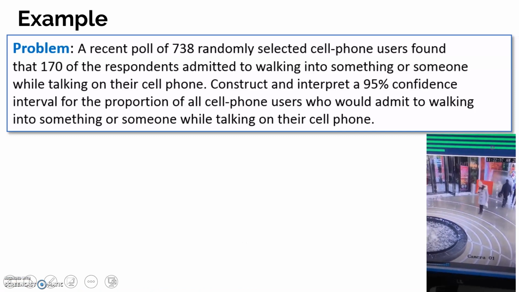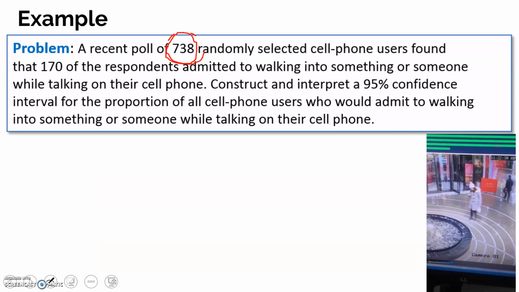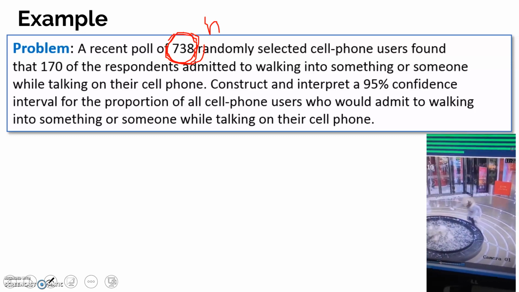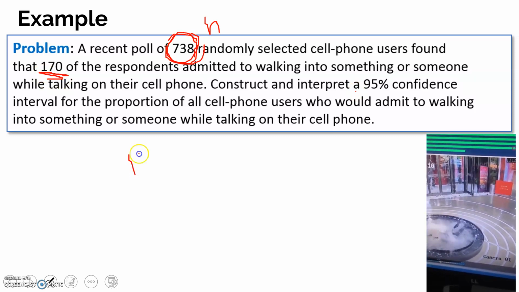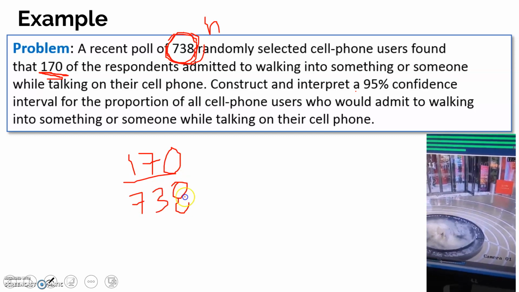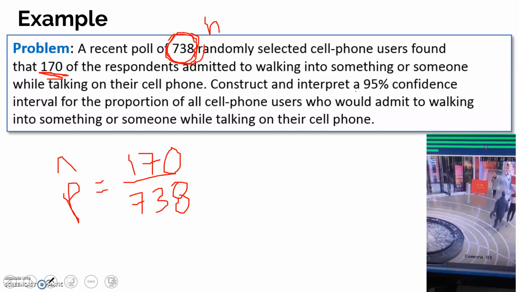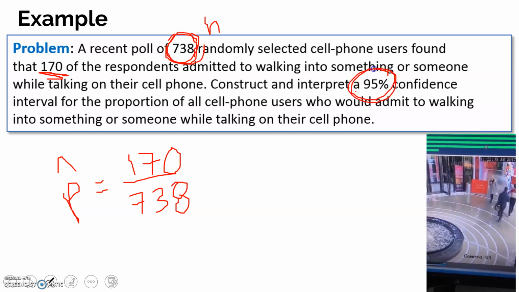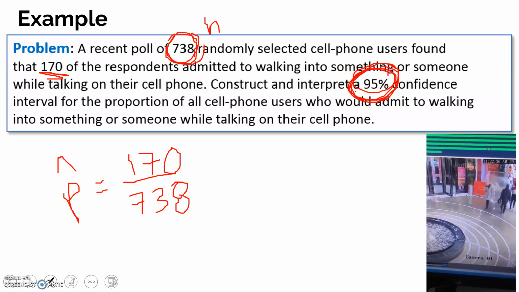So before we go through the four-step process, we're going to just highlight some key information here. So we've got a random sample of n equals 738 cell phone users. And the 170 is what you would call our number of successes. I know it sounds funny to think of walking into something or someone as a success, but the way the problem is defined, that's what we are going to consider our success, so we can get a p-hat. And we've got our confidence level at 95% here.